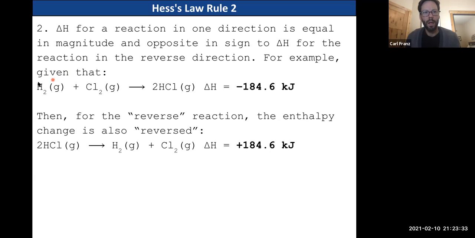See if that works. So we have hydrogen gas and chlorine gas, and that forms hydrochloric acid, and that's an exothermic reaction releasing 184.6 kilojoules. Well, if we were to reverse that reaction and take the hydrochloric acid and break it down into hydrogen gas and chlorine gas, then it's going to be the opposite. It's going to be an endothermic reaction at 184.6 kilojoules. Okay.